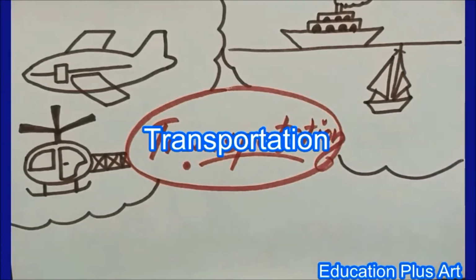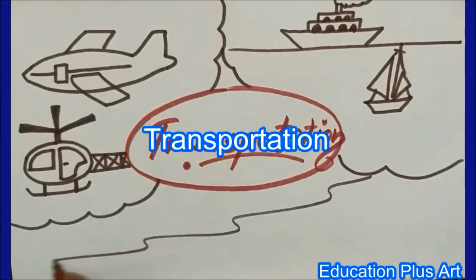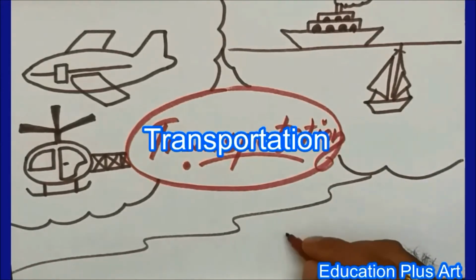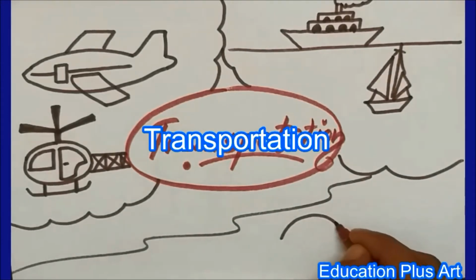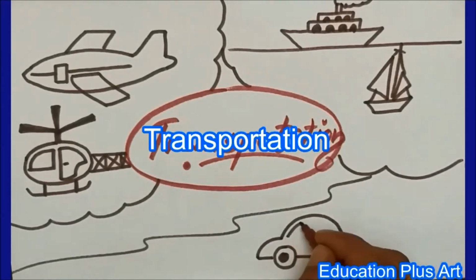Now I am going for road transportation. This is a way where I am going to make road transportation. I am going to make a car. One curve, one more curve going downside, again downside, one slipping line. Now I am going to make a circle for my tire. Again the same thing, a circle for my tire. This is my car done.